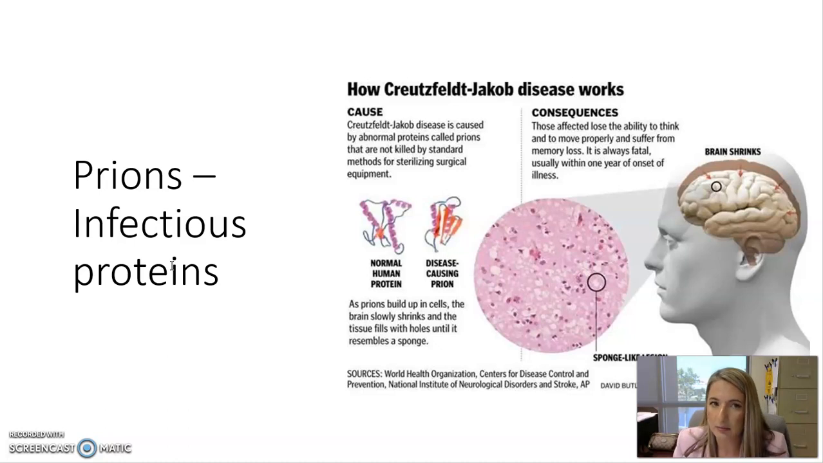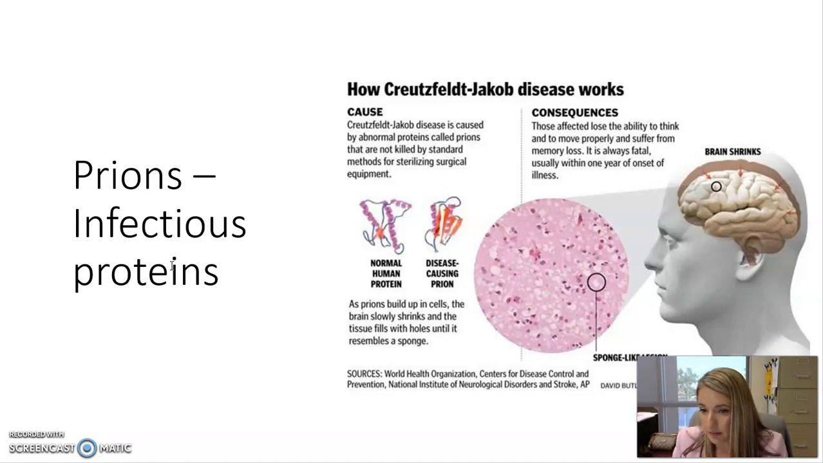Prions only become problematic if they're misfolded. So what happens is when prion proteins become misfolded, they can no longer do their job. And what happens is the brain cells degenerate and die, and you eventually get these lesions in your brain where your brain begins to resemble a sponge and is no longer functional, and then ultimately can lead to death.